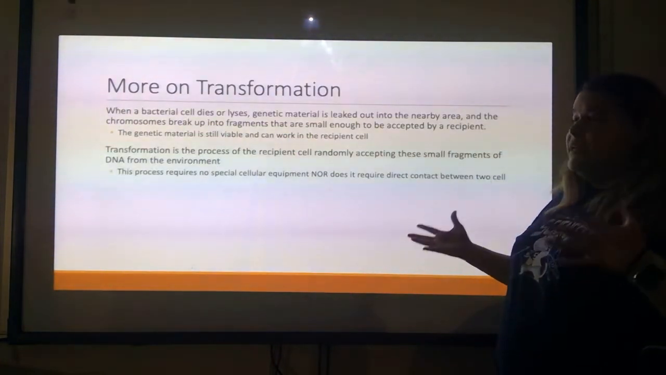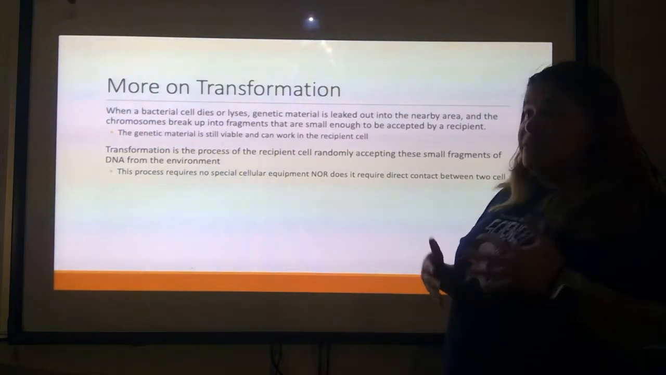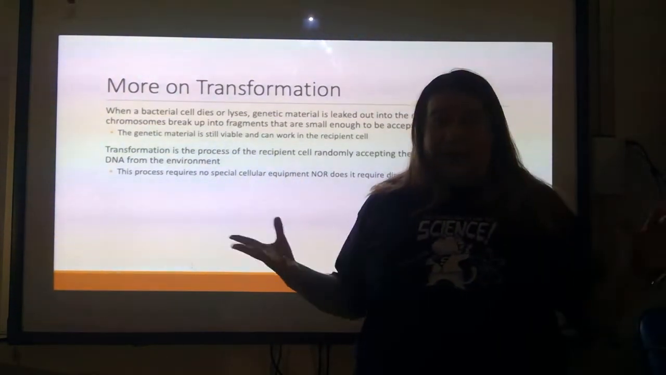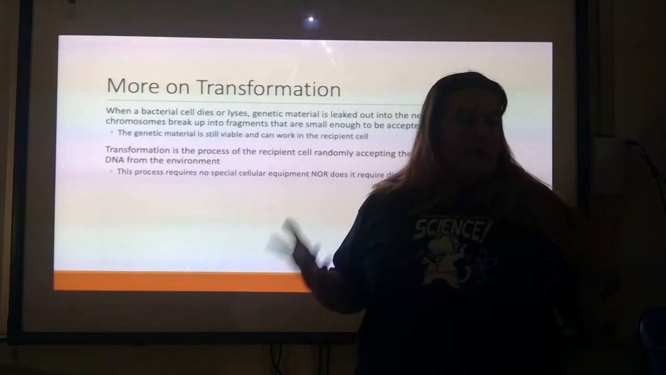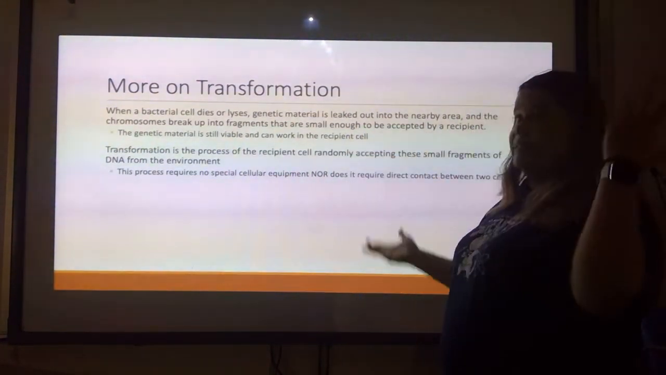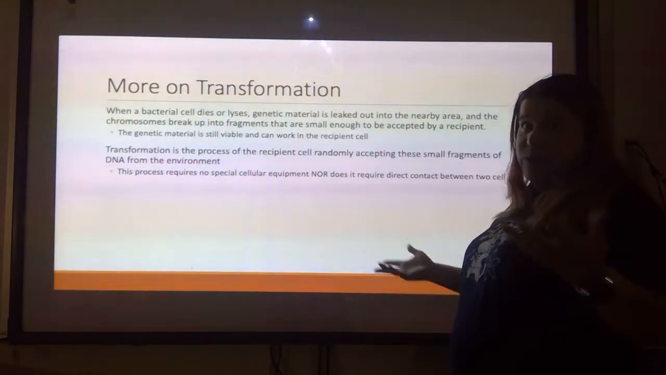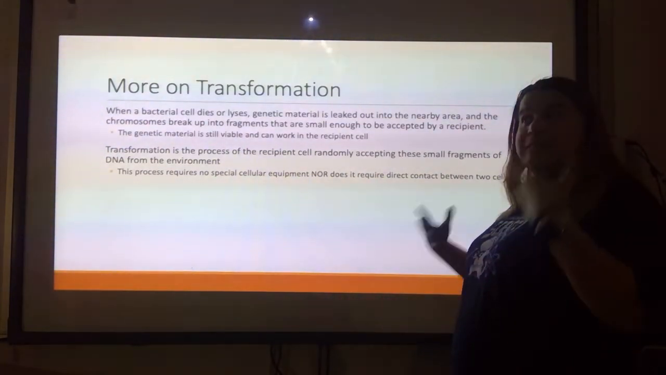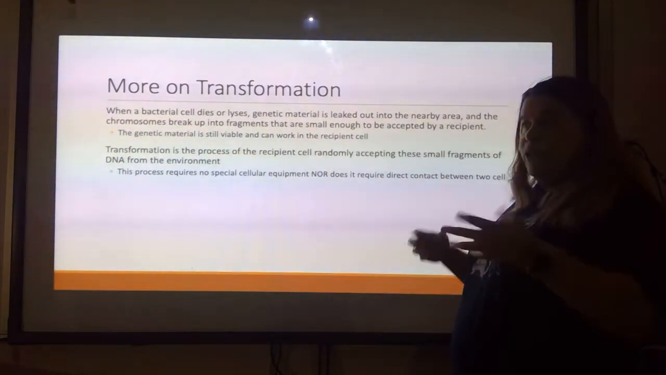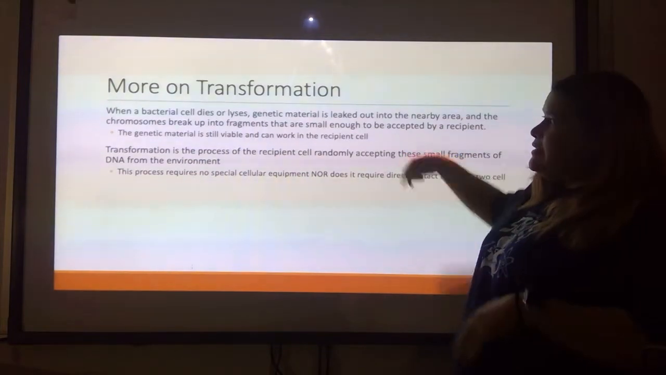In transformation, as I said, sometimes bacterial cells die, and when they die, they lyse, they break apart. When they break apart, their genetic material gets leaked. I mean, if I cut you in half, your organs would go out too, right? Same type of thing. When the cell breaks apart, the genetic material is just there. So it goes into the nearby area.